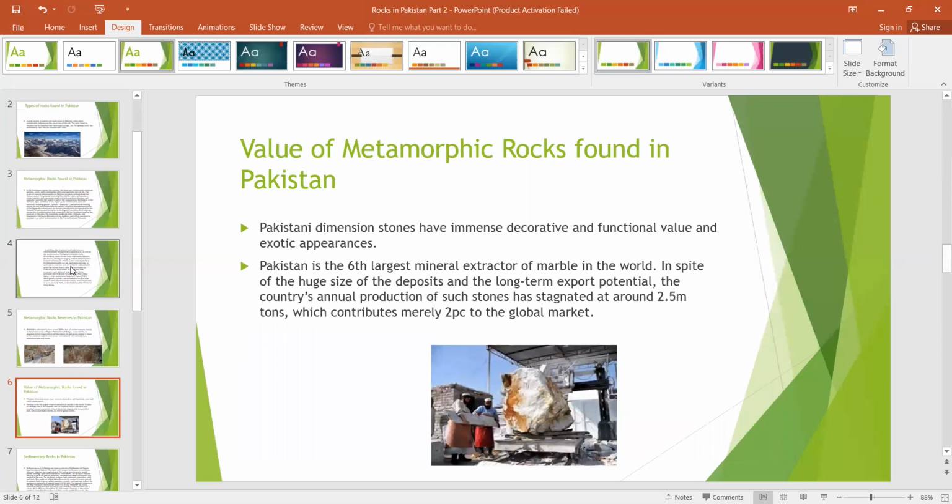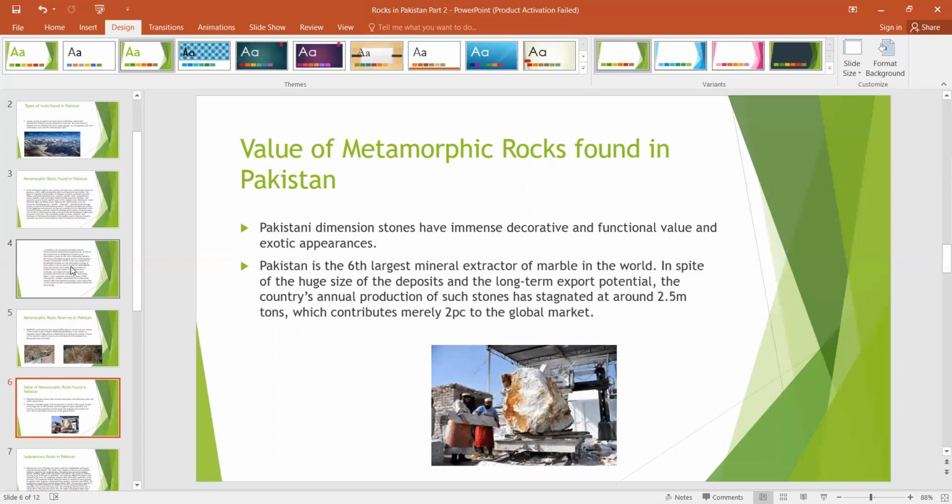So, metamorphic rocks found in Pakistan are of great value. Pakistan dimension stones have immense decorative and functional value and exotic appearances. Pakistan is the sixth largest mineral extractor of marble in the world.